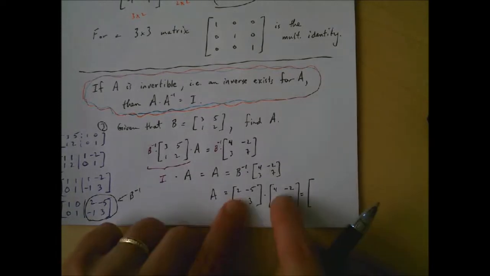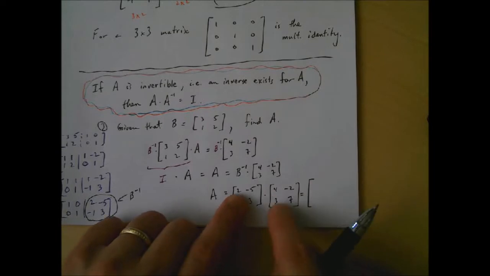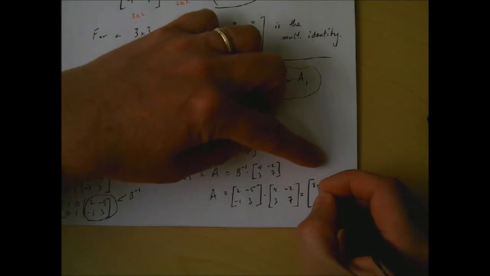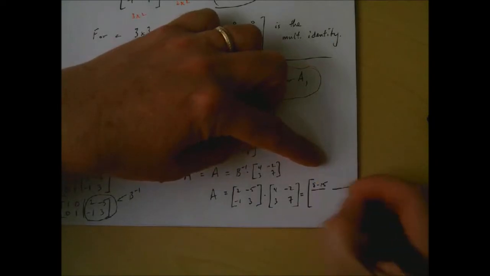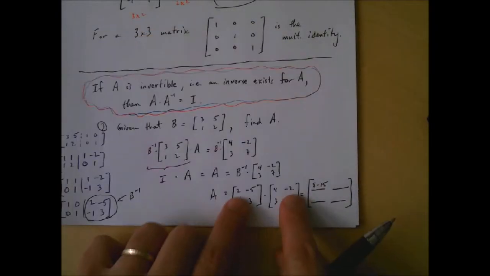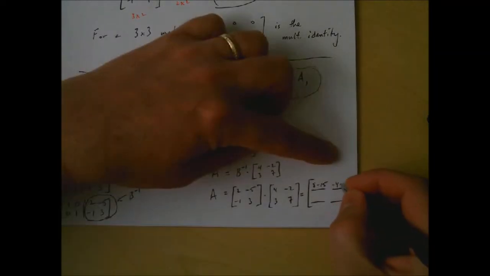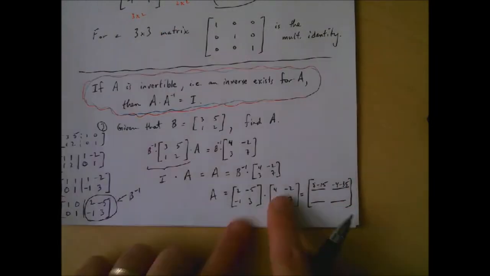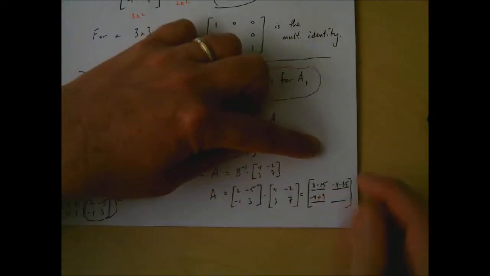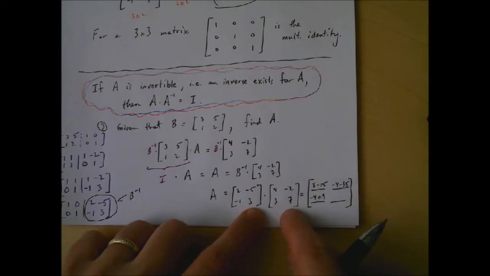So let's see. I've got 8 plus negative 15. I've got negative 4 minus 35. I've got, notice I like using my fingers to keep track of stuff. Negative 4 plus 9. And I've got 2 plus 21.